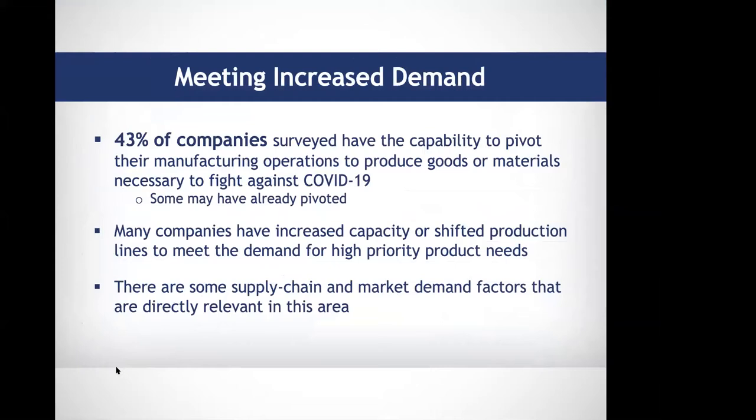So roughly close to half of our companies had the capability to pivot, and many of them did. They have already pivoted to produce goods or products, materials sensitive to fight the coronavirus. Companies that were not manufacturing, for example, isopropyl alcohol and others, were moving downstream to produce hand sanitizer and the such. I'm proud of the response that we have.